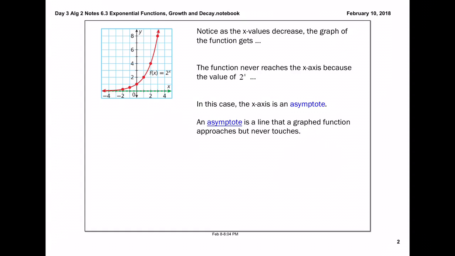We can also say that y is greater than 0. Notice as the x values decrease, the graph of the function gets closer to 0. The function never reaches the x-axis because the value of 2 to the x cannot equal 0. In this case, the x-axis is what we call an asymptote. An asymptote is a line that a graph function approaches but never touches.